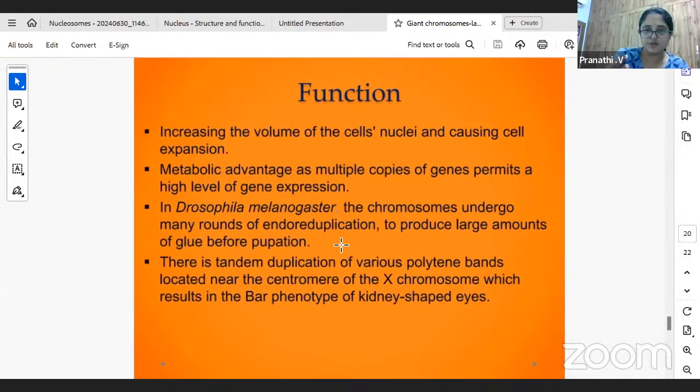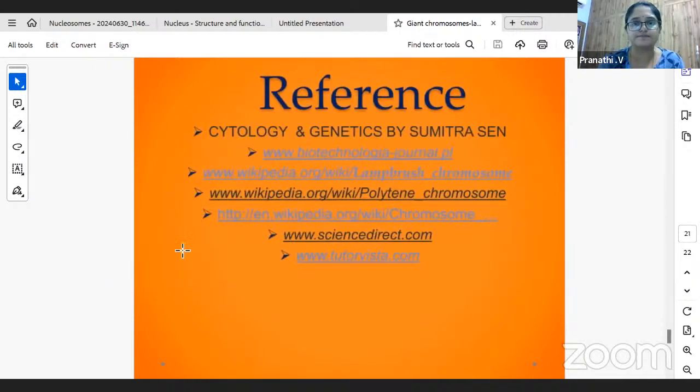Now tandem duplication, that is duplication of these polytene bands present near the centromere of the X chromosome, results in the bar phenotype, having a kidney-shaped eye. So it is this tandem duplication of these polytene bands that will cause the bar phenotype in Drosophila. So in Drosophila development, you have different kinds of stages. In that, the bar phenotype that is expressed is because of duplication of the polytene bands.